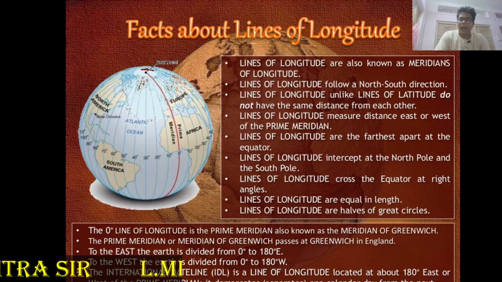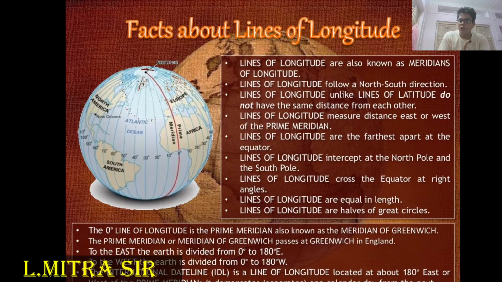Logically, 180 degrees east and 180 degrees west are only one line. That line is considered the International Date Line, called the IDL. It is a line of longitude located at 180 degrees east or west of the prime meridian. It demarcates one calendar day: if you go to the eastern side, you gain one day, and if you go to the western side of the International Date Line, one day decreases. So that should be considered.